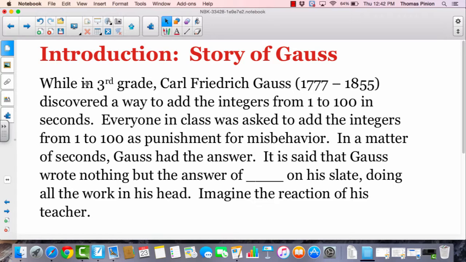An introduction. The story of Gauss. While in third grade, Carl Friedrich Gauss discovered a way to add the integers from 1 to 100 in a matter of seconds. Everyone in the class was asked to add the integers from 1 to 100 as punishment for misbehavior. In a matter of seconds, Gauss had the answer. It is said that Gauss wrote nothing but the answer on his slate, doing all the work in his head. Imagine the reaction of his teacher.